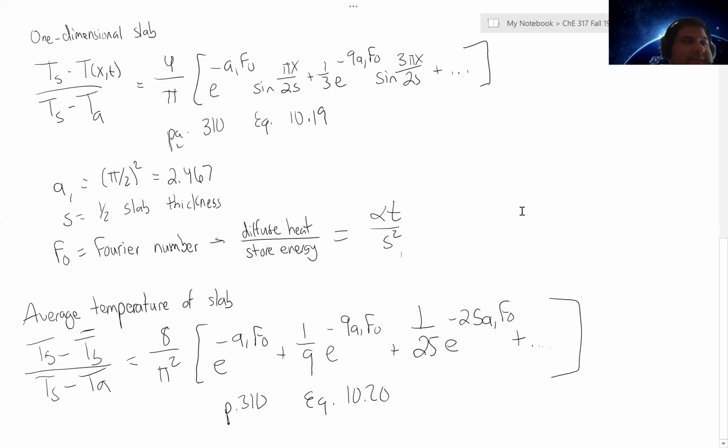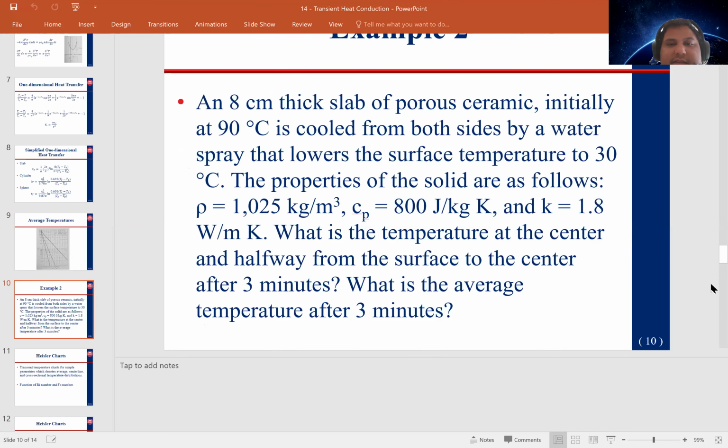So let's look at an example of applying this one-dimensional system to a heat transfer problem. For this, we have an 8 centimeter thick slab of porous ceramic, initially at 90 degrees Celsius, being cooled from both sides by water that holds the surface temperature of the slab constant at 30 degrees Celsius. If the properties of the ceramic are shown here, with a density of 1,025 kilograms per cubic meter, a heat capacity of 800 joules per kilogram Kelvin, and a thermal conductivity of 1.8 watts per meter Kelvin, what is the temperature at the center of the slab and halfway from the surface to the center after 3 minutes, and what is the average temperature of the slab itself after 3 minutes?